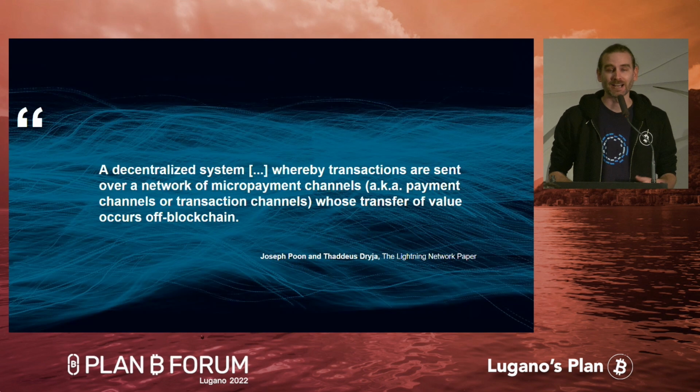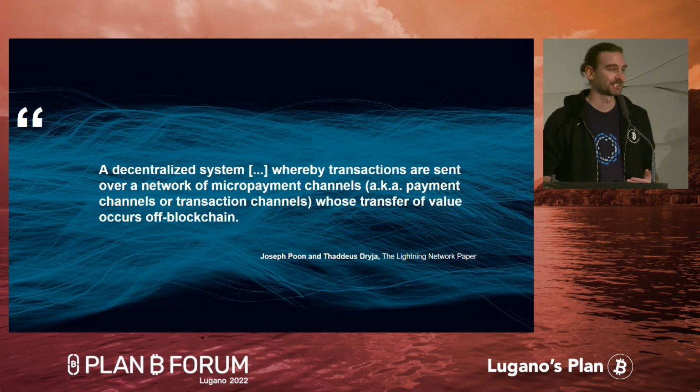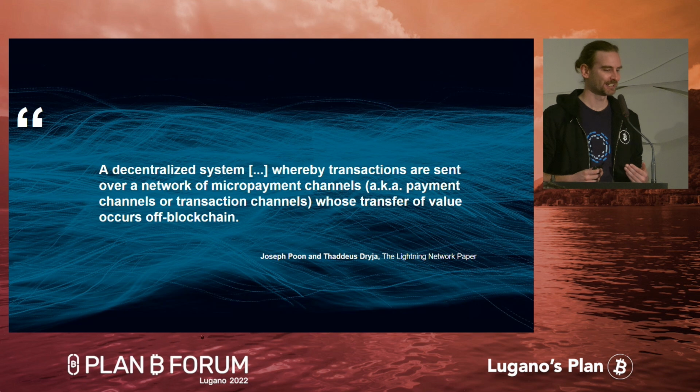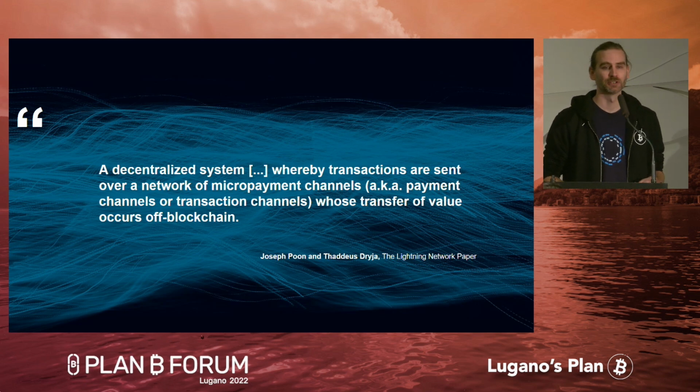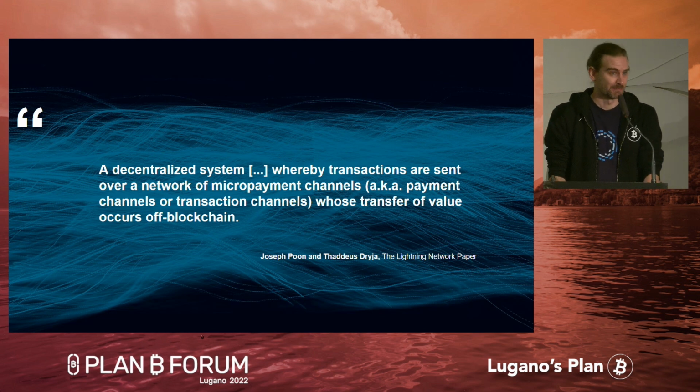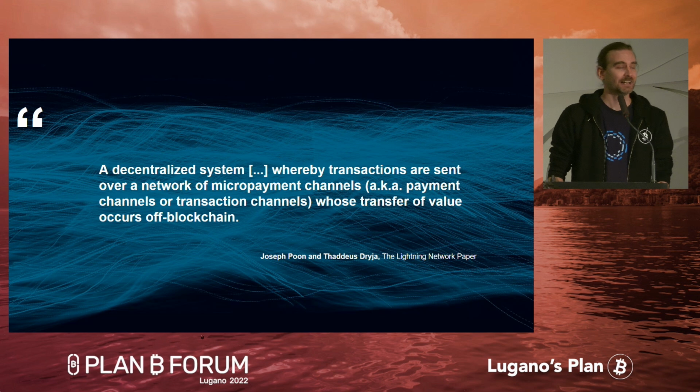The Lightning Network, as it was written in the paper itself by Joseph and Thaddeus, is a decentralized system whereby transactions are sent over a network of micropayment channels, aka payment channels, or transaction channels, whose transfer of value occurs off-chain. That is quite a mouthful, and not at all descriptive of what we actually want to achieve, right?